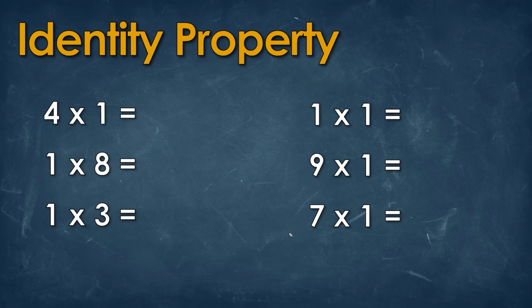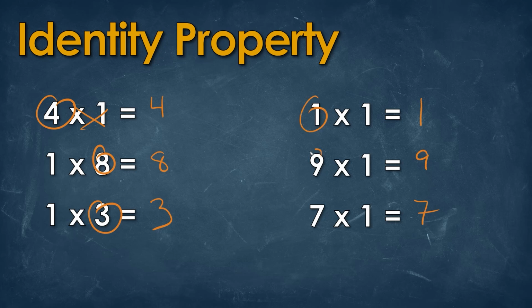So let's do a couple examples. We ignore the 1 because we know that 4 times 1 is equal to 4. 1 times 8 equals 8. 1 times 3 is 3. 1 times 1 is 1. 9 times 1 is 9. 7 times 1 is 7, right? We ignore the 1 and we only look at the other value, which will tell us what we get.